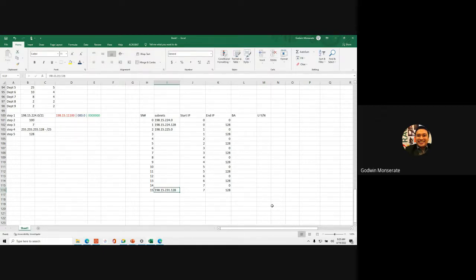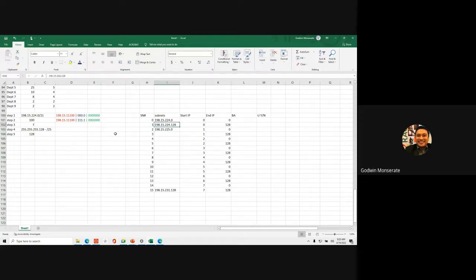This is the very last one. Is it correct? If we convert it to binary, this will be our last, with 1, 1, 1, 1. So the first octet is 198, then 15. The third octet is 224 plus 7, and the fourth octet is 128. Is it correct? So 198.15.231.128. Yes, that's the last. I hope you know how to compute that already.